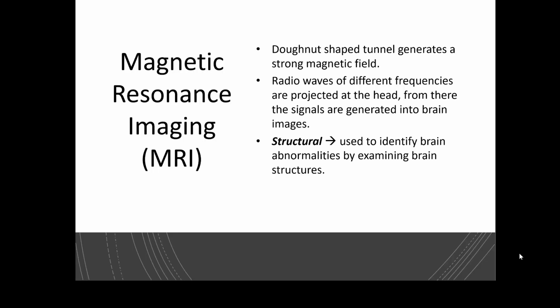The MRI, or magnetic resonance imaging, is a structural brain image technique that can be used to investigate abnormalities in the brain associated with schizophrenia, and other disorders such as obsessive-compulsive disorder. A person is placed in a donut-shaped tunnel, not unlike what you saw in the photograph for the computerized tomography. This tunnel will generate a strong magnetic field. Radio waves of different frequencies are projected at the head, and from there the signals are generated into brain images.